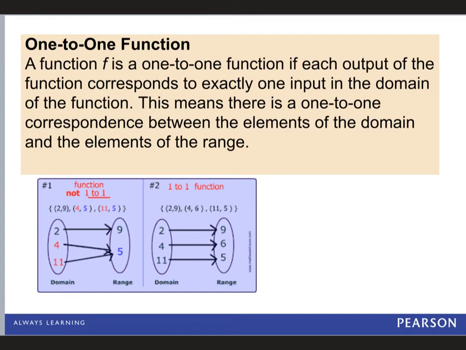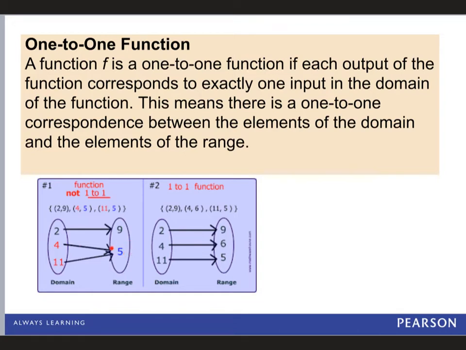Now there's an important idea with inverses, and that's the idea of a one-to-one function. Some functions are one-to-one, and those are the functions that have inverses. Some functions are not one-to-one, and those are the functions that do not have inverses. Remember, the inverse of a function is also a function. And so if I have something like this example number 1 here, this is a function that is not one-to-one. The reason it's not one-to-one is I have two inputs, this 4 and the 11, they go to this number 5 for an output.